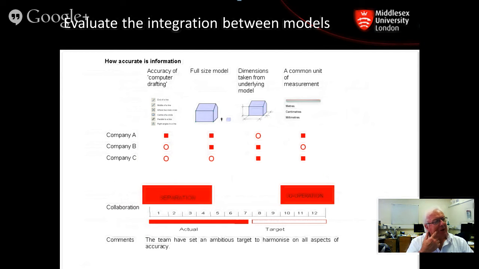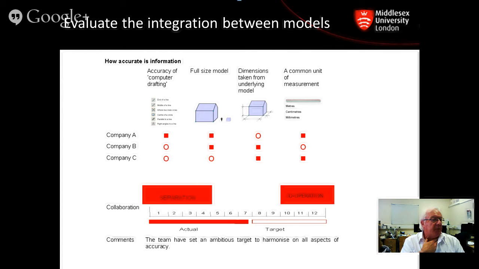Similar thing here. How accurate is your information? On the left-hand side there, we've got accuracy of computer drafting. Are people using associative dimensioning? That is, the elements they put into the model are dimensionally accurate, and the dimension lines that they input are actually connected to the extremities of a particular element or the openings in a particular element, and they are true and accurate. People haven't been eyeballing dimensions in to a different dimension that the model contains.